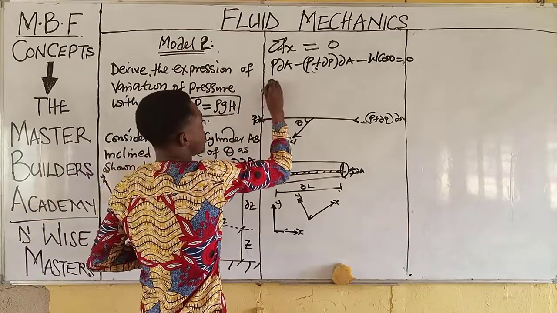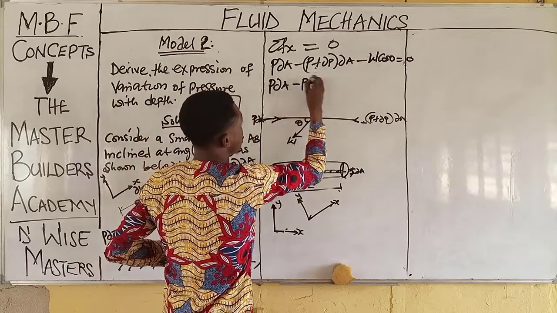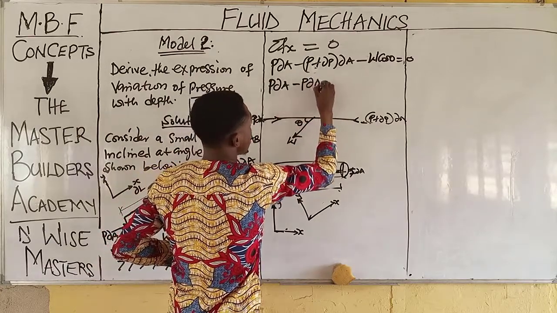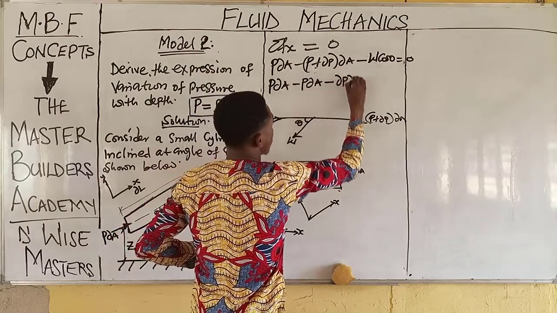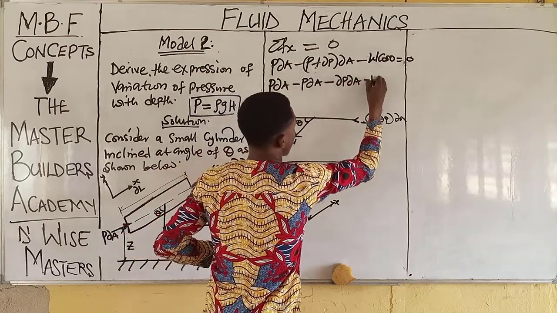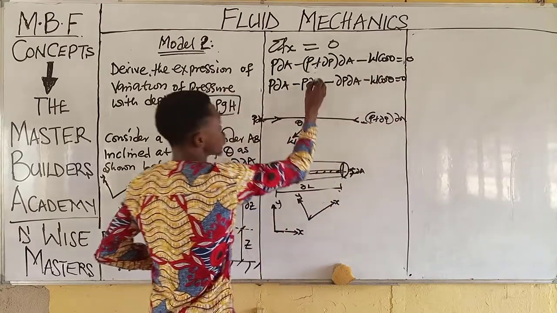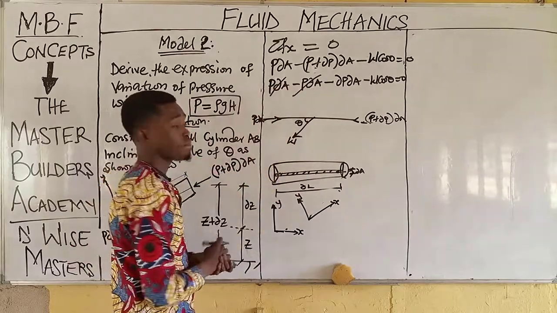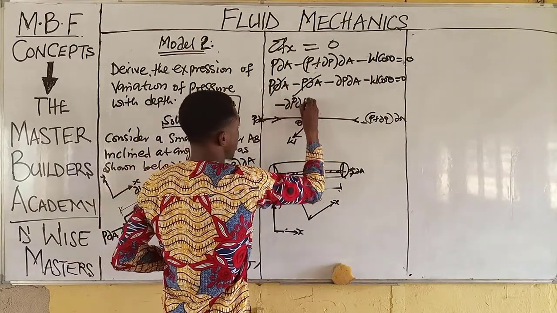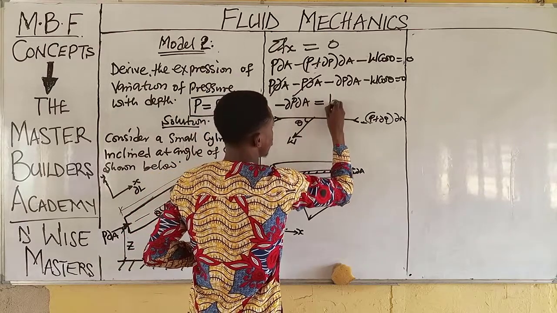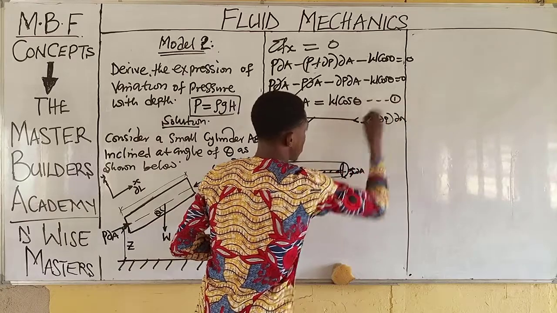So what we need to do now is to simplify this. We have P plus change in P, times change in A. When we expand this, it gives P multiplied by change in A, minus change in P multiplied by change in A, minus W cos theta equal to 0. The first term cancels out, and we have minus change in P, change in A is equal to W cos theta. We will call this equation 1.